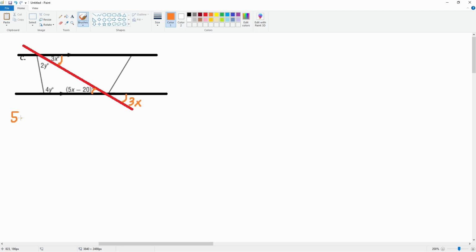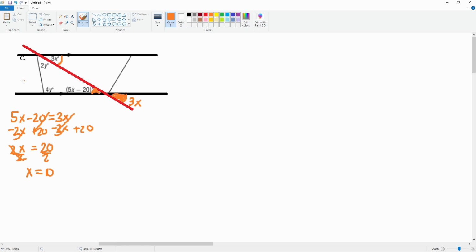So 5x minus 20 is equal to 3x. So we can actually solve: minus 3x on both sides. This cancels, this becomes 2x. Then we add 20 to both sides. This cancels, and this becomes 20. Divide by 2 on both sides. x is equal to 10. You see, we got that there. So we got that by looking at that transversal.